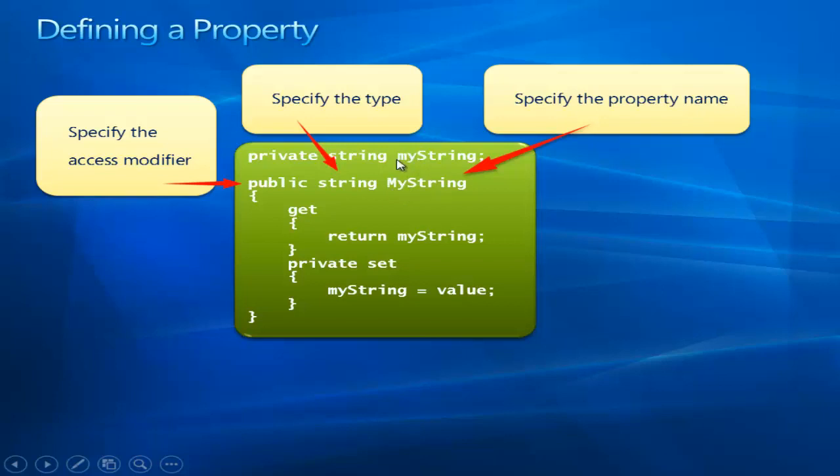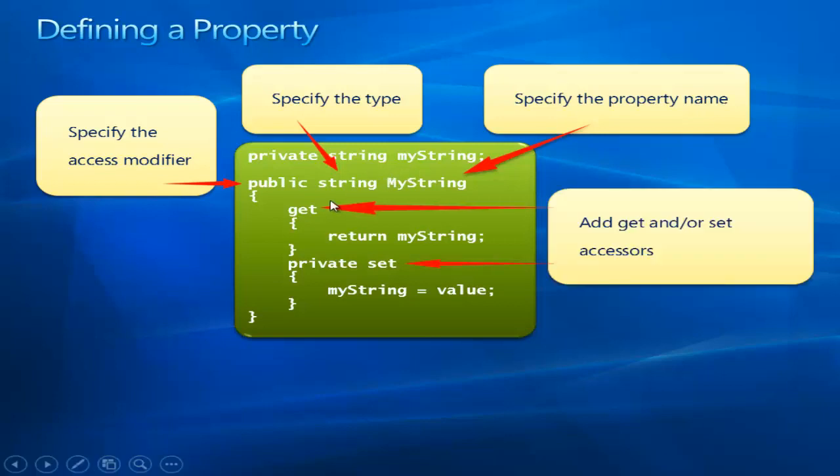You notice that C sharp is case sensitive. That means these two variables are not the same. They are different variables altogether. Then you specify the get and set. Get is used to return the value. If you notice over here, the get returns the value of myString. The set is used to set the value to the myString. Value is a keyword. This is the one that is used to get the value from the outside world. So this behaves like a method.